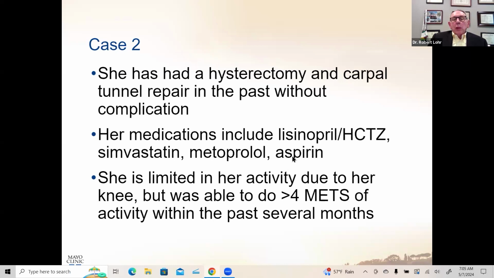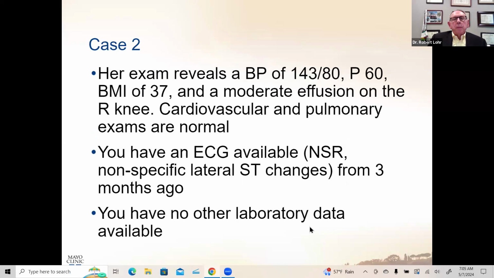She's on lisinopril and hydrochlorothiazide for her blood pressure, simvastatin for her lipids, metoprolol for her underlying coronary artery disease, and the platelet drug is aspirin. As you may know, clopidogrel is felt to now be the better single agent, but she is on aspirin. She's limited in her activity due to her knee, but really has been able in the recent past to do over 4 METs. So we're fairly comfortable that she has a decent functional capacity.